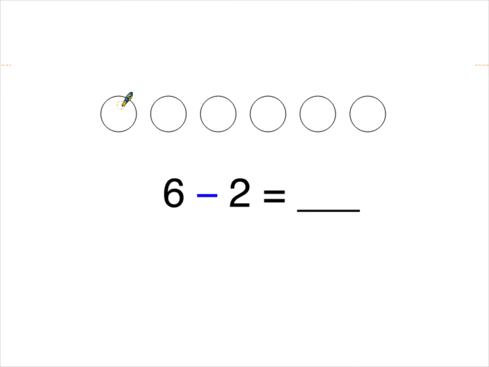So you have 6. 1, 2, 3, 4, 5, 6. You take away 2. 1, 2. You have 4 left over. This is what your number sentence should look like. You started with 6. You take away 2. You end up with 4.